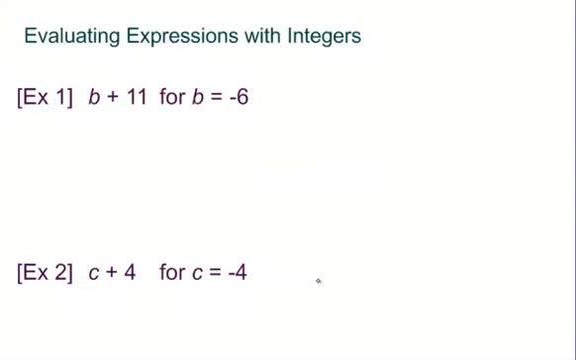Let's try evaluating expressions with integers. So we're going to plug in b plus 11 for b equals negative 6. So let's take this negative 6 and put it right in for that b. So it's negative 6 plus 11.